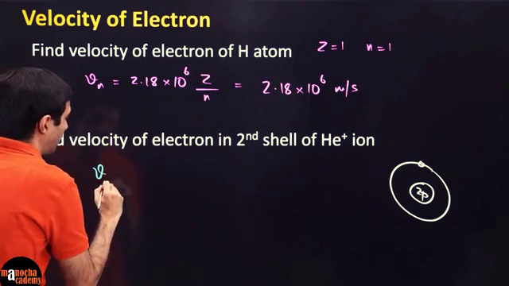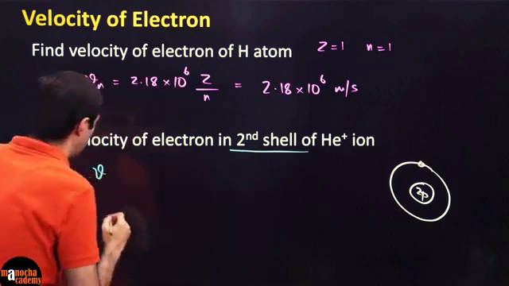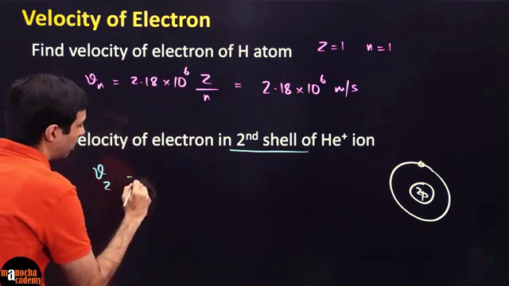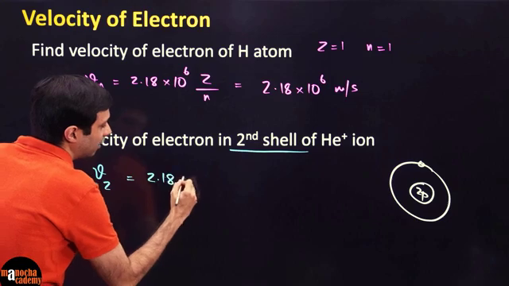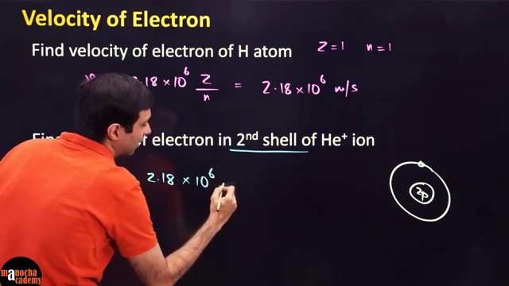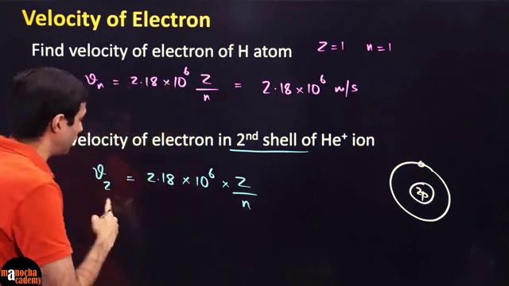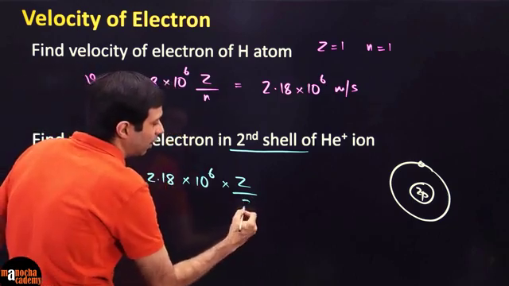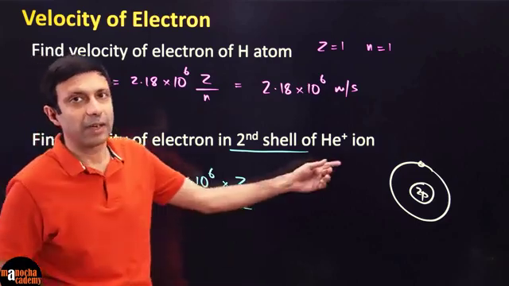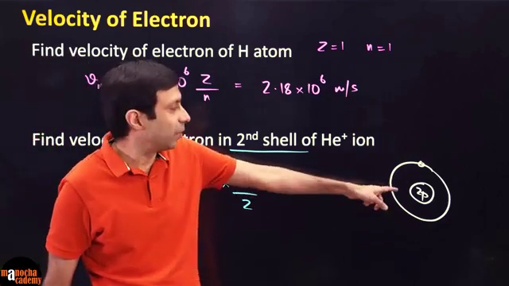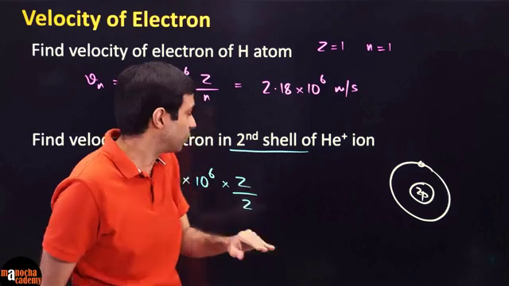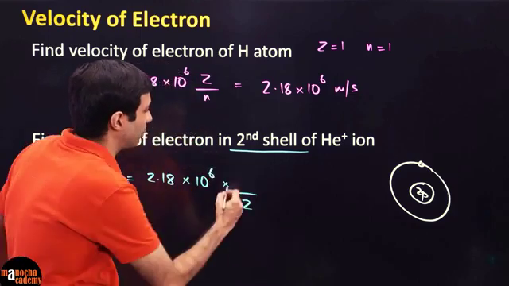If we want to find the velocity in the second shell, that means I'm interested in V2. It's going to be 2.18 times 10 to the power 6 multiplied by Z by N. So what is N going to be here? N is going to be 2. And what is the atomic number of helium? Atomic number is the number of protons in helium, 2 protons. So we are going to substitute Z also as 2.